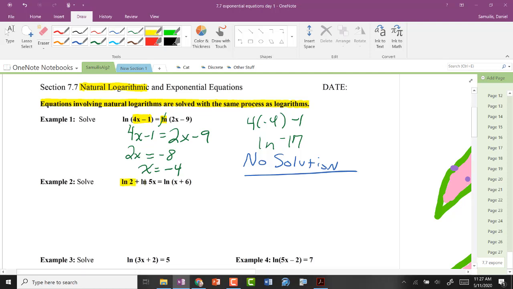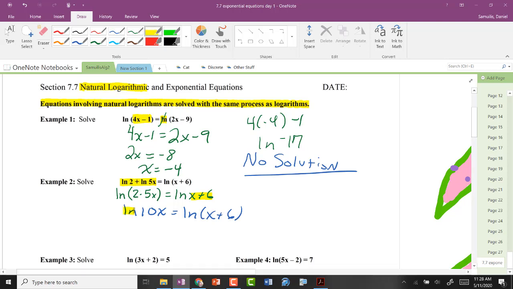All right, next. I do not have one-to-one, so I need to do what first? Condense. Yes, we're going to condense that. That gives us the natural log of, what do we do with this when it's addition? We multiply these two together to get them to condense. This does not condense, what I mean by this is the x plus 6. We don't want to expand it or anything. So this gives me the natural log of 10x equals the natural log of x plus 6.